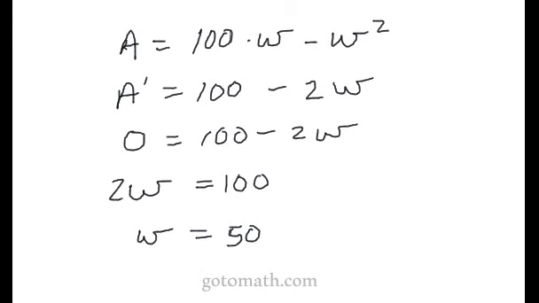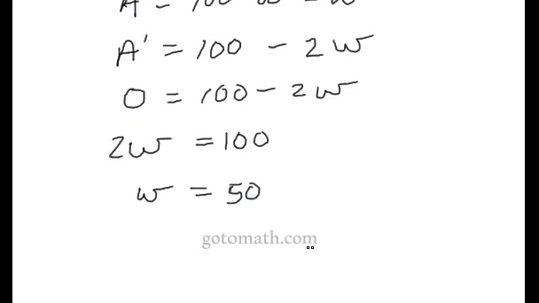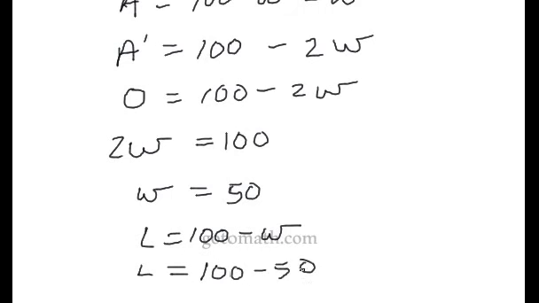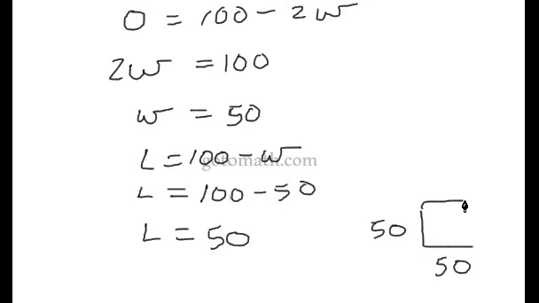So remember the relationship between W and L: L is equal to 100 minus W. Therefore we can now find L. So we have 100 minus 50, and we get L is equal to 50. Alright, so the dimensions of the rectangle are 50 by 50 if we're trying to maximize the area. Well, that just gives us a square, doesn't it?